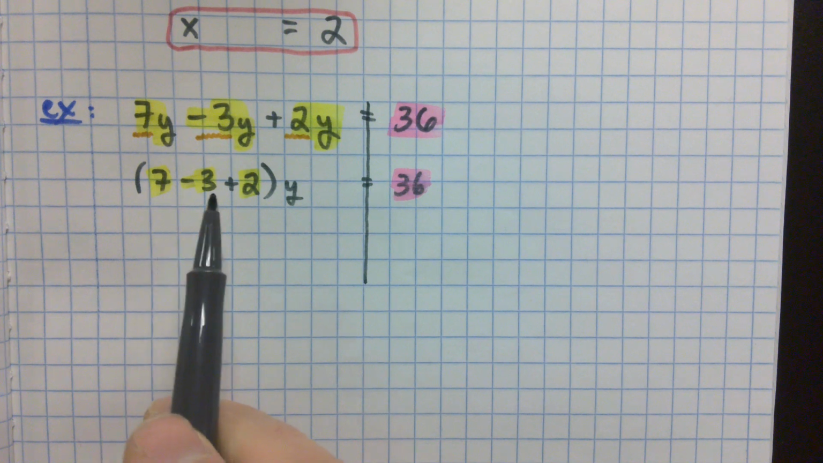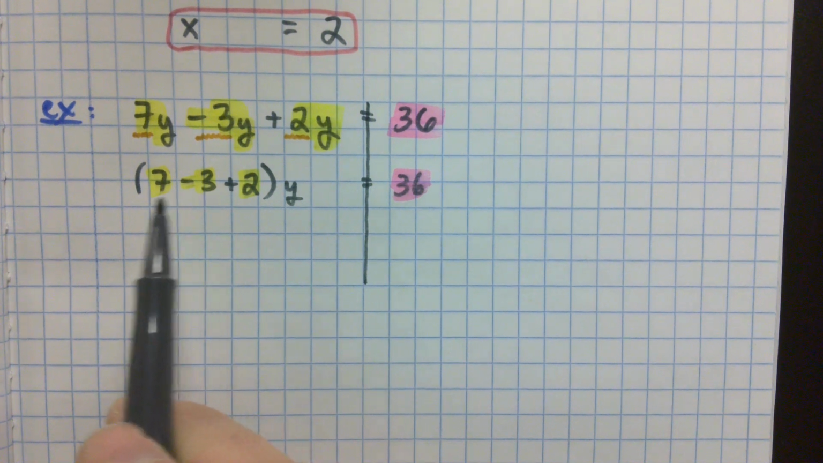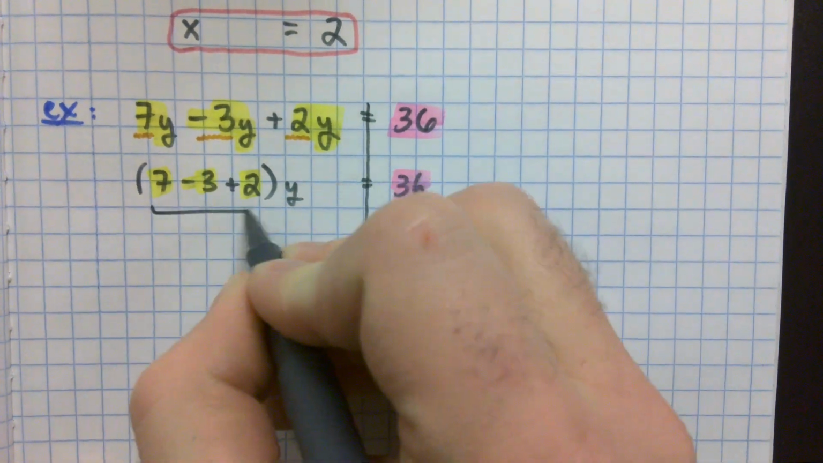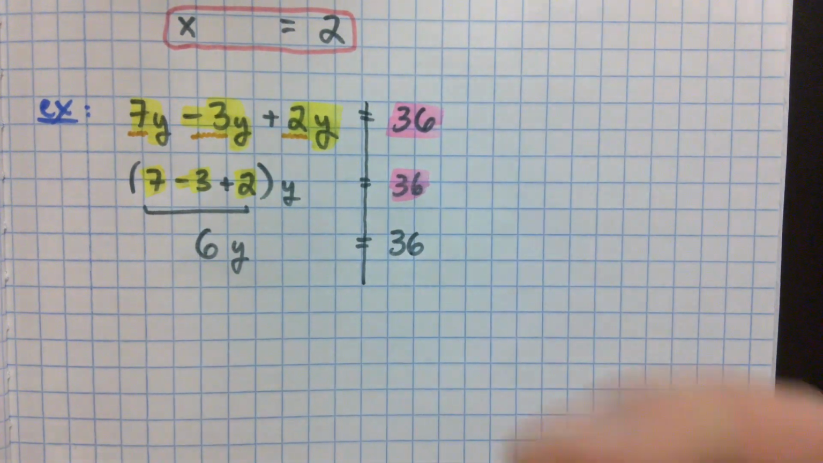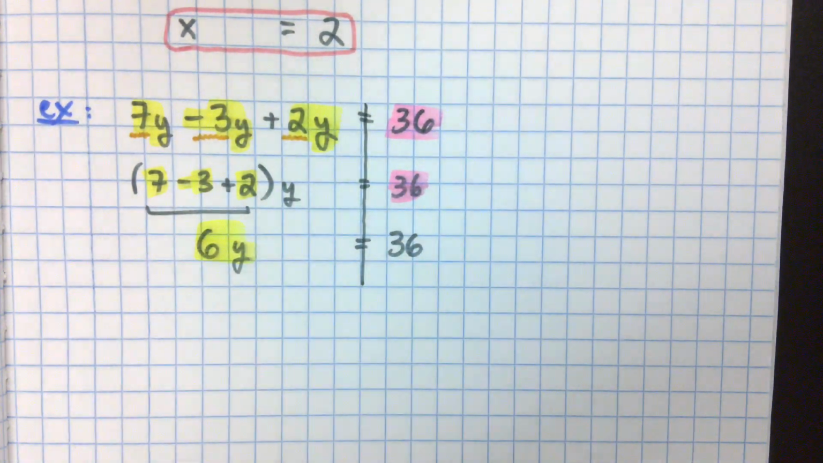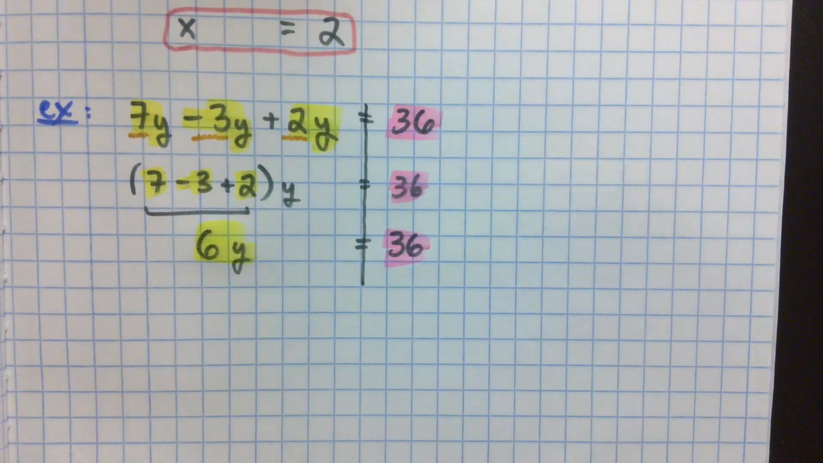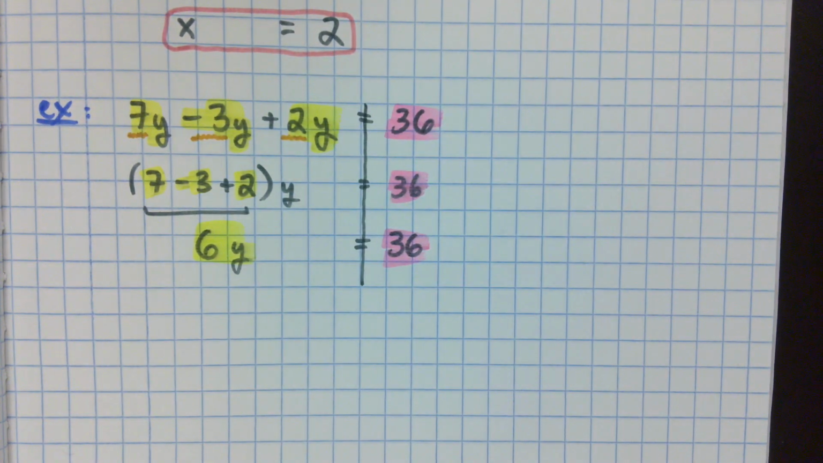What is 7 minus 3? 4. What is 4 plus 2? 6. So we've got 6y equals 36. We combined all three of those variable terms into one single variable term. If I've got 7 y's and I take 3 away, I've only got 4 y's. But then I add 2 more y's and get 6. Right? Just simple addition, subtraction.